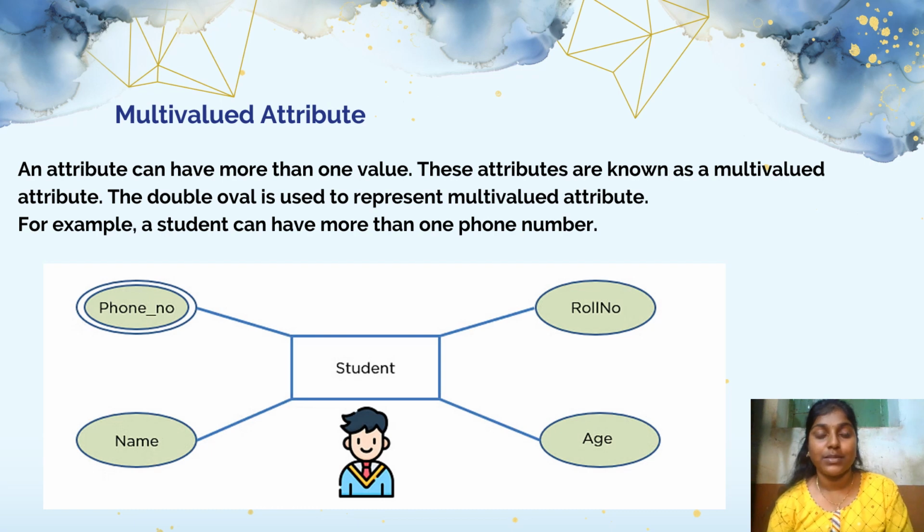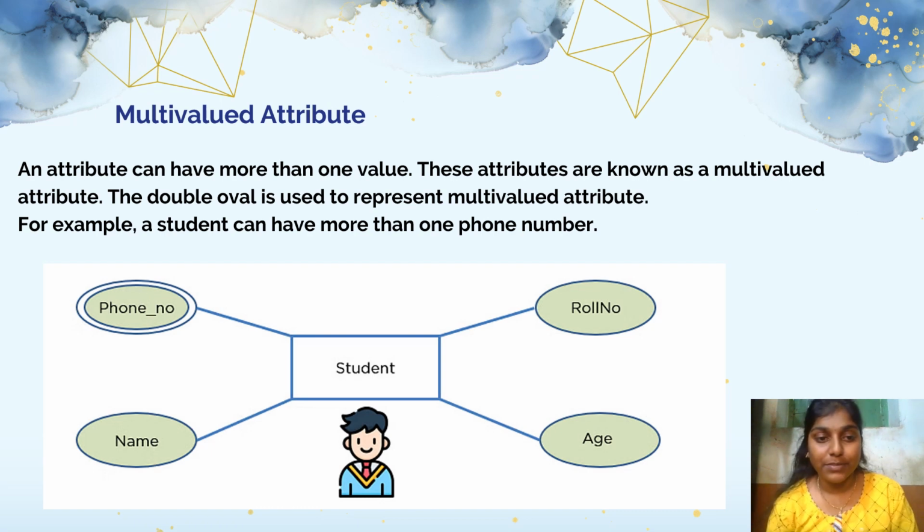So let us move forward to discuss multi-valued attributes. An attribute which can have more than one value is known as a multi-valued attribute. This is represented by a double oval, or it can also be said a double ellipse.